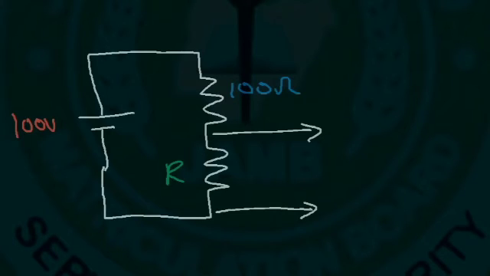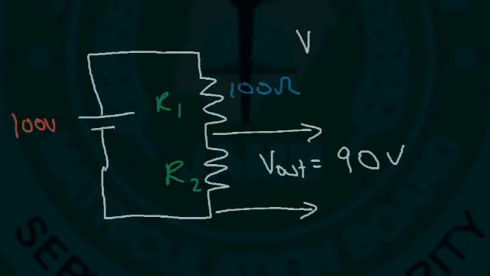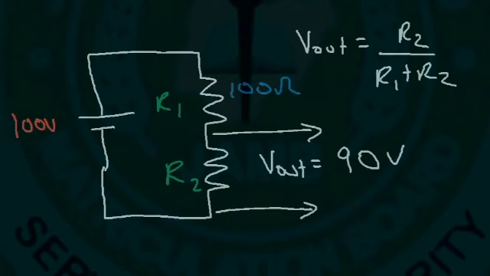So let's say we want a voltage of 90 volts across this resistor. What value should we choose for R? Let's call this R1 and R2, and let's call this the output voltage. The output voltage is equal to R2 divided by the total resistance times the input voltage, which is the voltage of the battery.